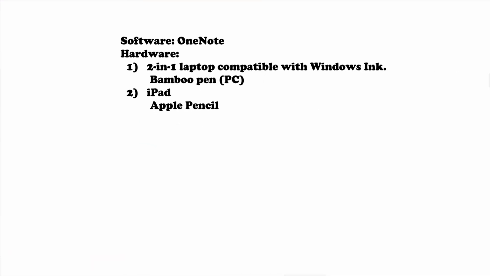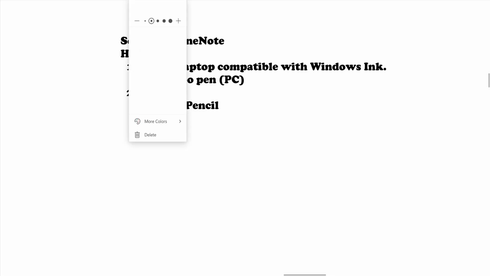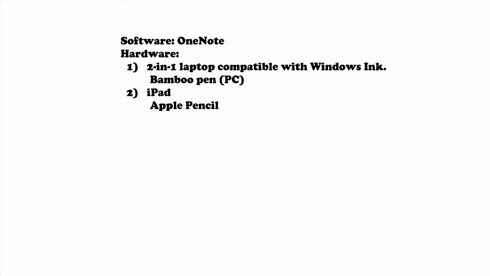OneNote has a lot of bugs, as most Microsoft programs do. For example, it'll throw you across the screen for no reason multiple times as you're using the program. And Microsoft has not fixed this in 5-6 years. But it is a powerful note-taking program.